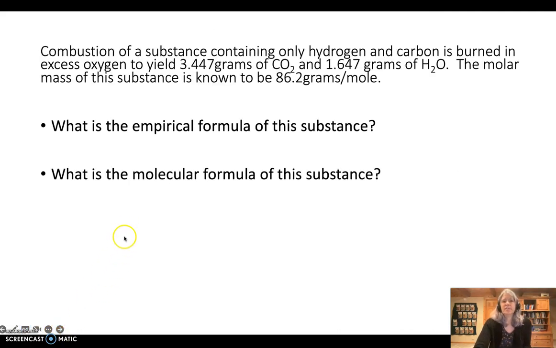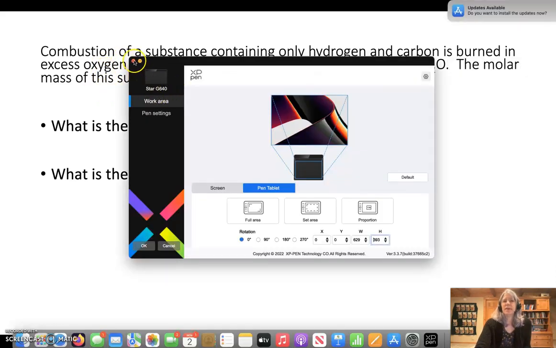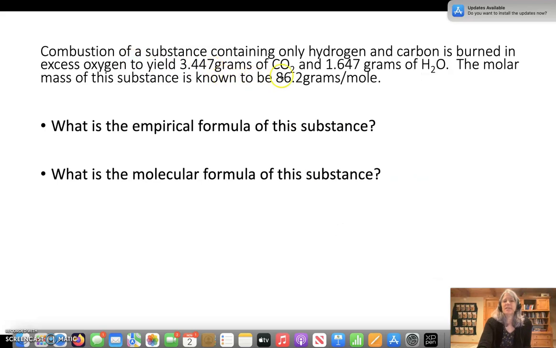So here's a typical sample problem. Suppose we do combustion of a substance that contains only hydrogen and carbon, right? That's called a hydrocarbon, only hydrogen and carbon. And we burn it in an excess amount of oxygen. And from that, we get a certain amount of carbon dioxide, CO2, and water. And then from that, we want to find out the empirical formula, the molecular formula.